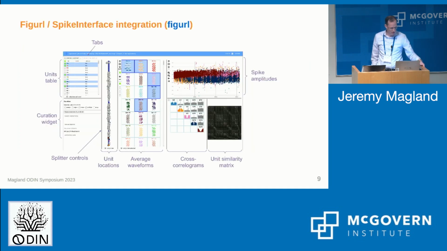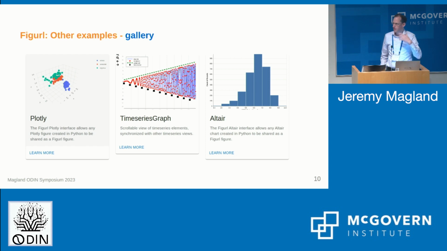So here's an example of a SortingView / SpikeInterface visualization that was generated for FigURL. And you can see that there's a lot of different synchronized views, the autocorrelograms, the average waveforms, the spike amplitudes, and there's even the ability to perform curation here. So again, if you click on the link here, you get that live view, and you can start to explore the data immediately. So that's what this is all about, to really make the data accessible through a shareable link. There's other examples on the FigURL gallery.